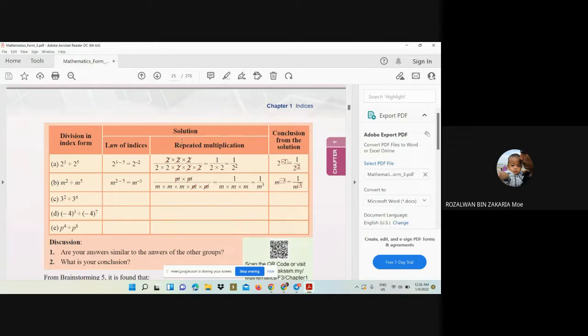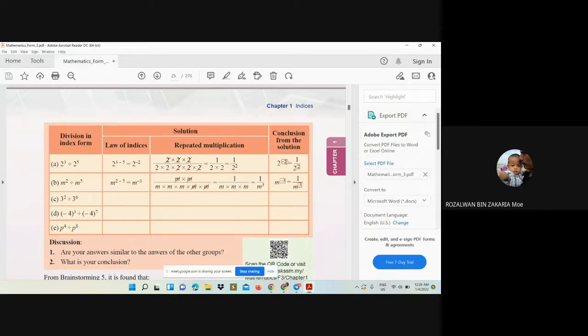And if we solve this according to the repeated multiplication method, 2 power of 3 equal to 2 times 2 times 2, then you divide with 2 power of 5, which is 2 times 2 times 2 times 2 times 2. So you will get 1 divided by 2 times 2, then equal to 1 over 2 times 2. As you can see here, 2 power of minus 2 is equal to 1 over 2 power of 2.